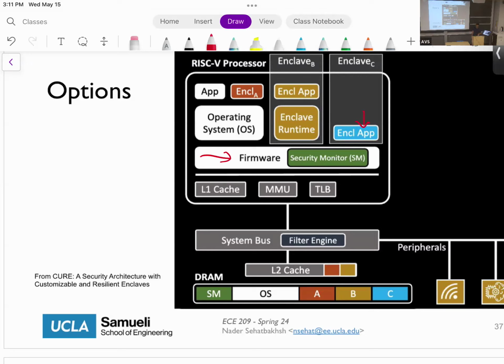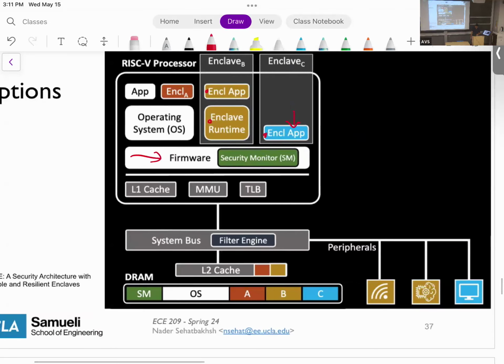So you can have, for example, an enclave that has the runtime and an app. You can have another enclave that just is the app. And then you can also think about this as the peripherals now need to be able to further expand this. So for example, one enclave might access some peripherals through some engines. Some other enclave can access the other peripherals and so on and so forth.